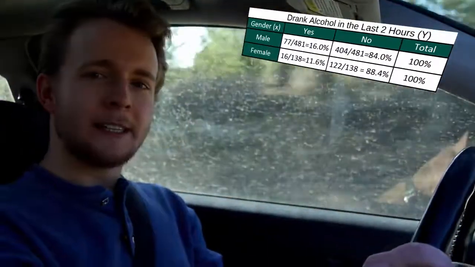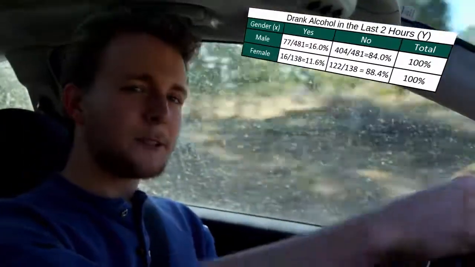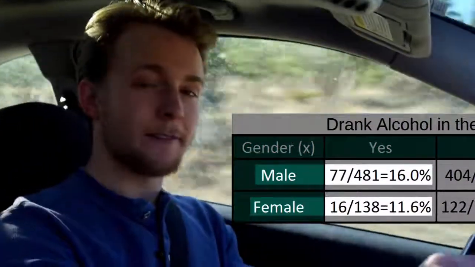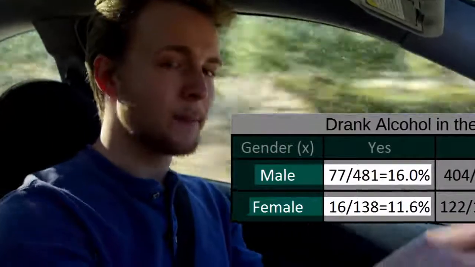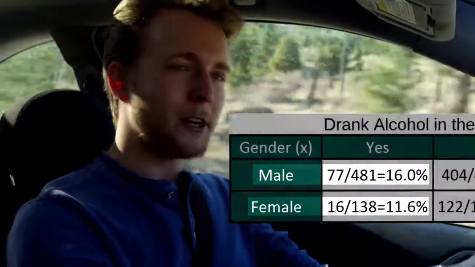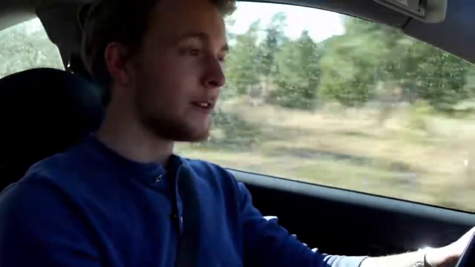For the 619 sample drivers, a larger percentage of males were found to be drunk than females, 16% versus 11.6%. Our data, in other words, provides some evidence that drunk driving is related to gender. However, this in itself is not enough to conclude that such a relationship exists in a larger population of drivers under 20.